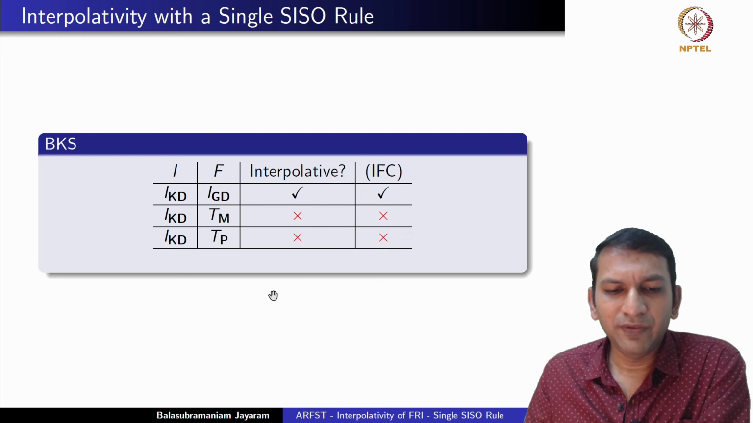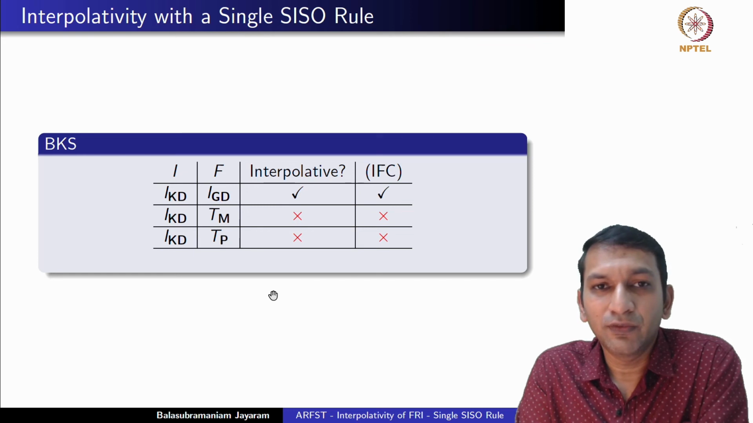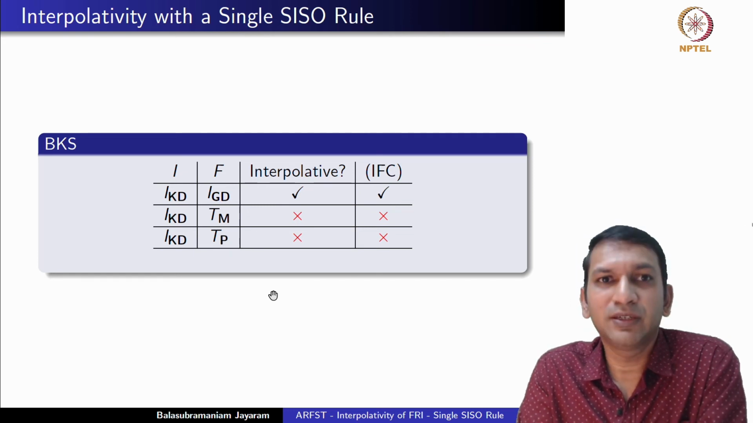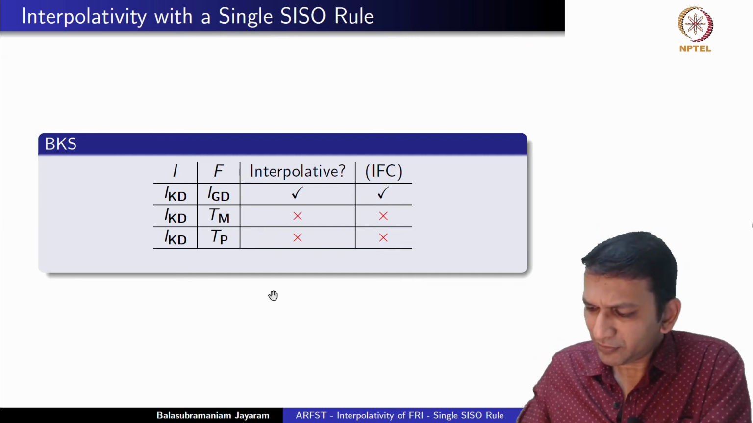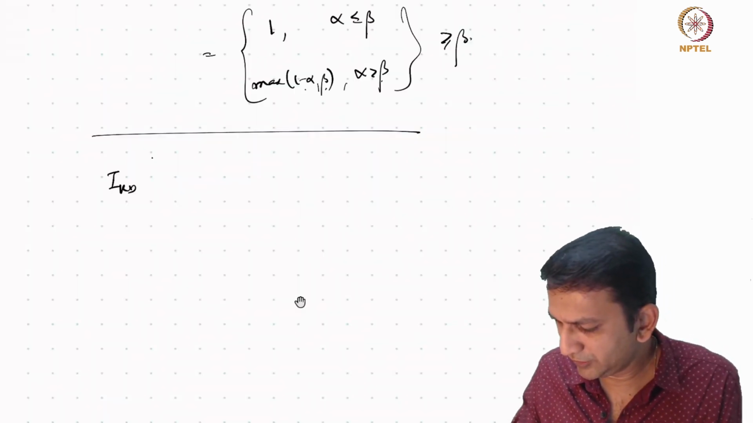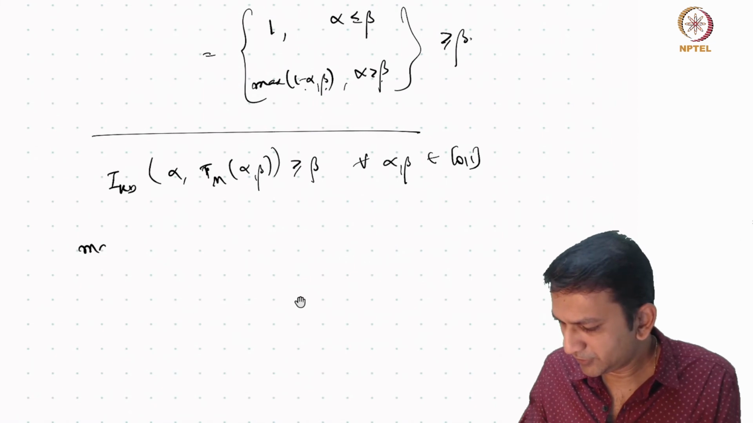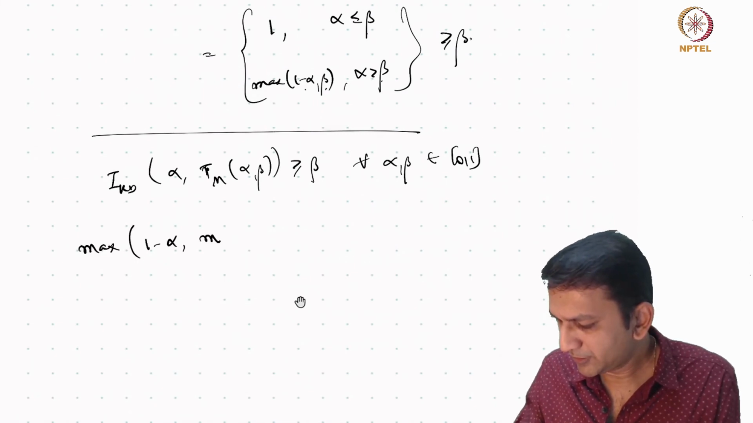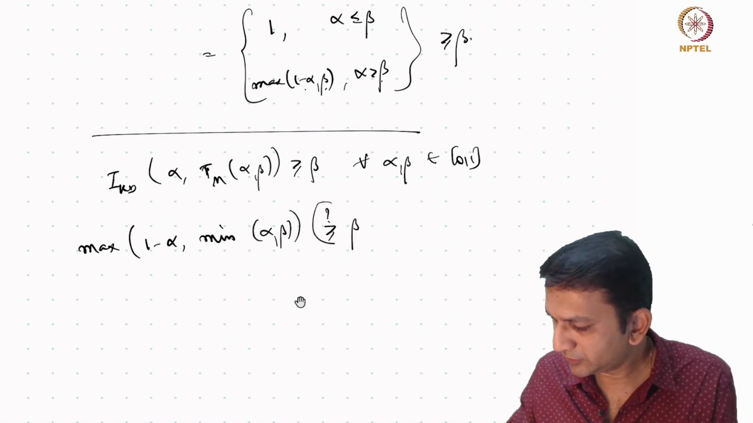In the other cases where we have the Klein-Deans implication for I and minimum for the F, we saw that it was not interpolative, at least for the fuzzy sets A and B that we considered, but that's because it does not satisfy IFC. Once again, this can be easily shown. So we need to see whether I_KD of alpha and T_M of alpha, beta is greater than or equal to beta for all alpha, beta in [0,1]. This is nothing but the max of 1 minus alpha, min of alpha, beta. We are asking the question, is it actually greater than or equal to beta?